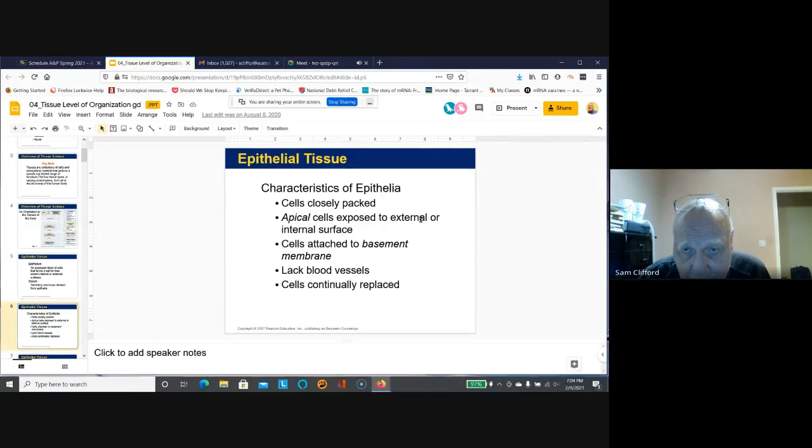Epithelial cells are closely packed. There's a top, or apical, surface. If you look at your digestive tract, the apical surface will be exposed to the lumen of your gut, where all the food starts off.